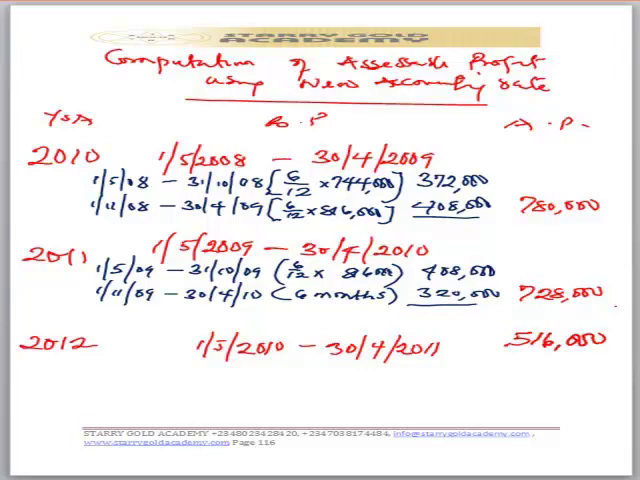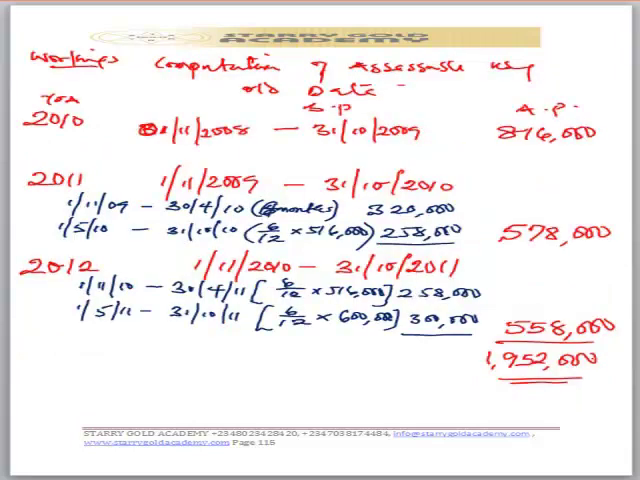So now we have gotten the assessable profit for those 3 years. All we need to do now is to add them together. 780 plus 728 plus 516. That gives us 2,024,000. Then compare this with the initial one, 1,952,000.